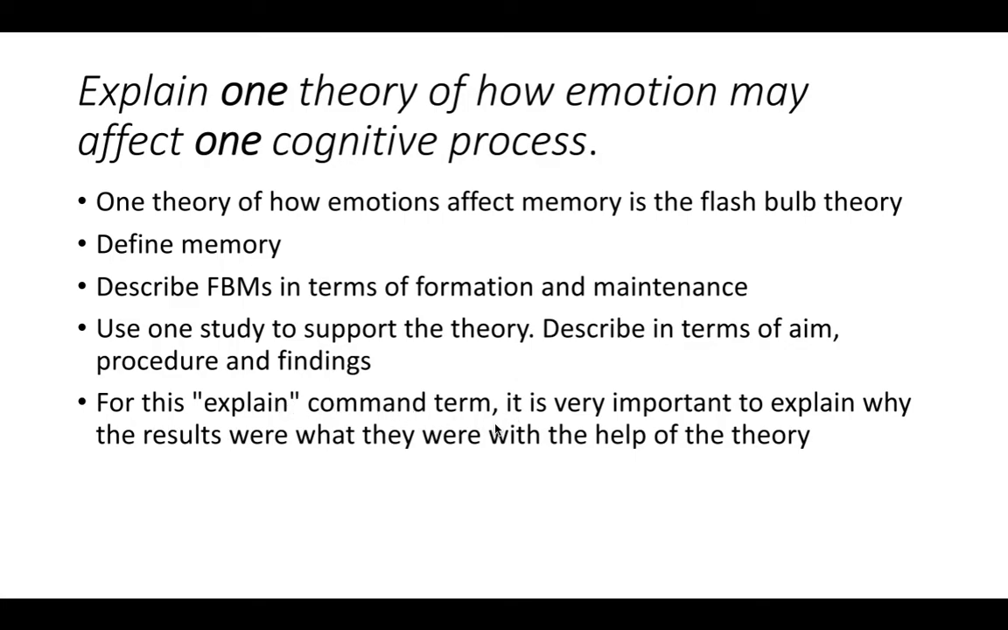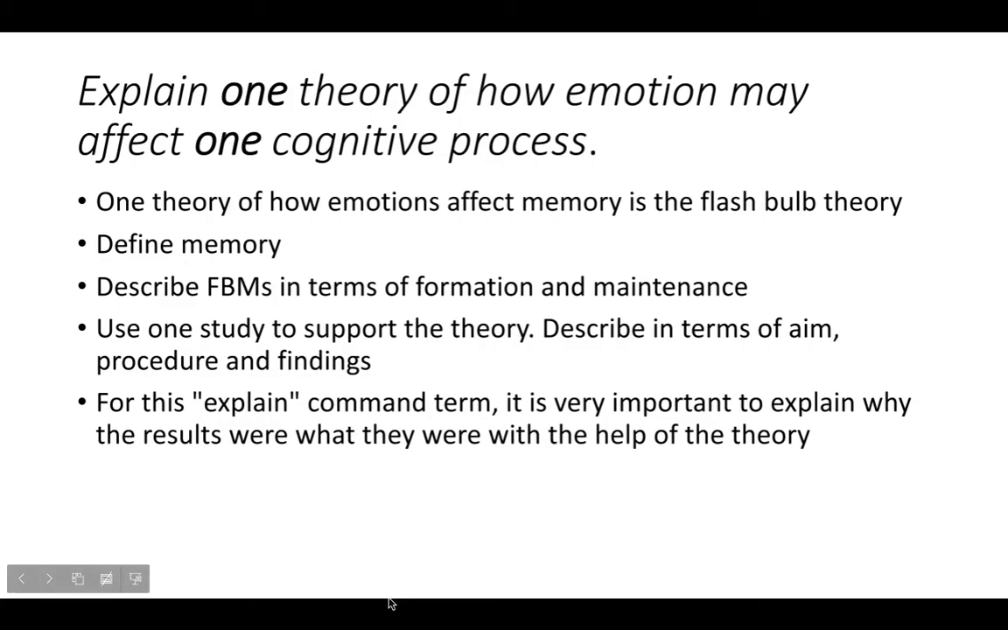The command term is to explain, so you will have to explicitly link and explain the results of the study in relation to flashbulb memories. So if it was Brown and Kulik's research that you were focusing on, we know that there was a difference between the African American participants who had better, more vivid memories of the assassination of Martin Luther King, as opposed to the Caucasians who had a better or more vivid memory of the assassination of John F. Kennedy. So, what terms do we know about the formation and maintenance that can explain that?